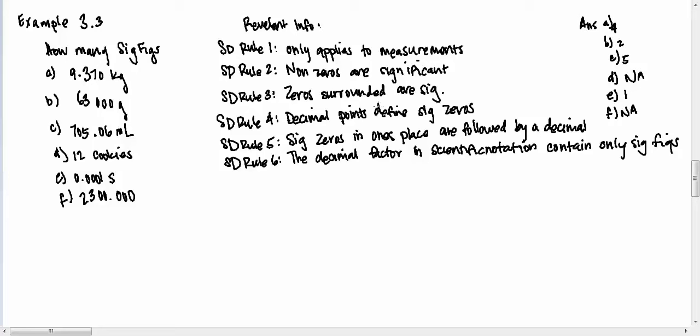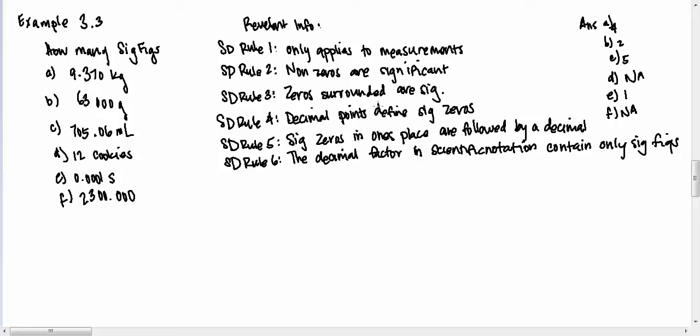Non-zeros are significant. So any number that's not a zero is significant. And zeros are significant if they're surrounded, on the right and the left side, by a significant figure. The decimals will help define which zeros are significant, and I'll show you a little bit about that later. Significant zeros in the ones place are followed by a decimal, in accordance with rule number 4 as well. And rule number 6 is that the decimal factor in scientific notation contains only significant figures.